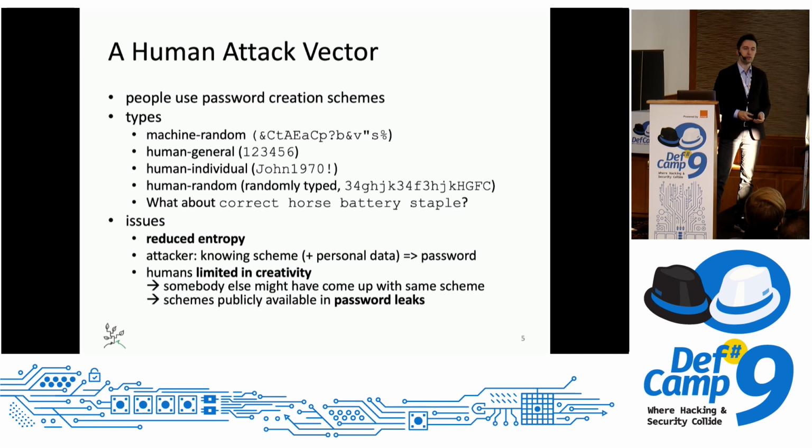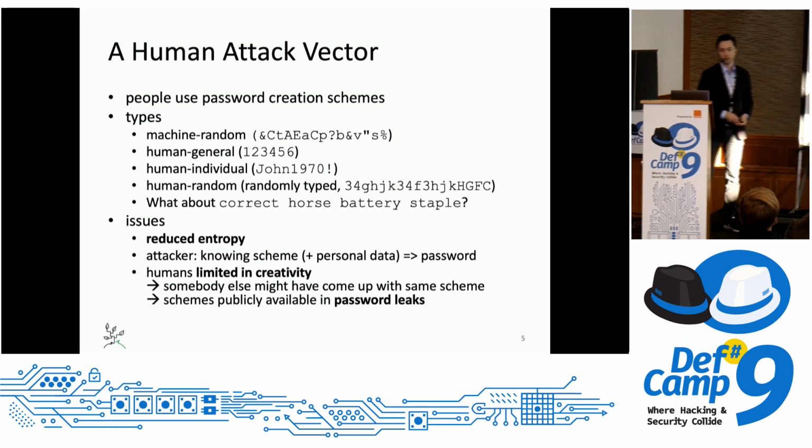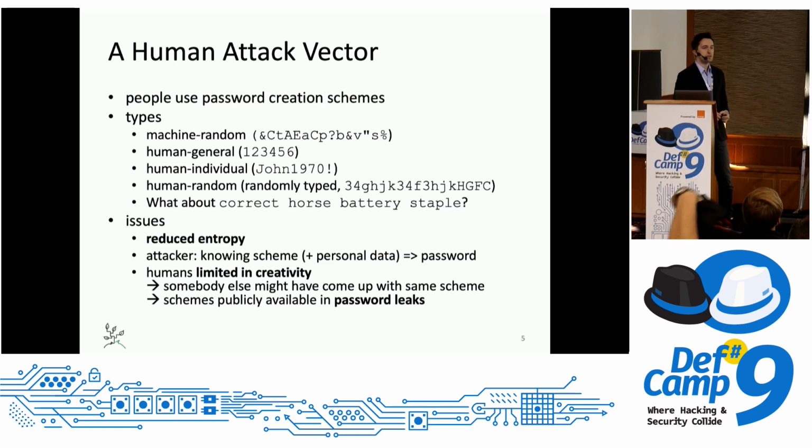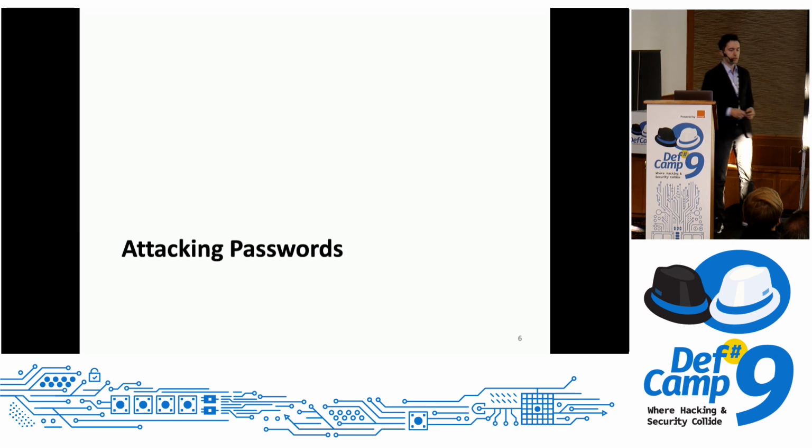So what's the basic issue here? The issue is that all these human passwords have a reduced entropy, which means that if an attacker knows the password creation scheme and has some personal data, then he might be able to guess the password or at least narrow it down significantly. And as we can see in password leaks, humans are limited in their creativity. We see that password schemes get reused a lot across several people. Many people have the idea of adding an exclamation mark at the end, and we can analyze that through those password leaks. If somebody has come up with such a password scheme, then it might be available in these password leaks.